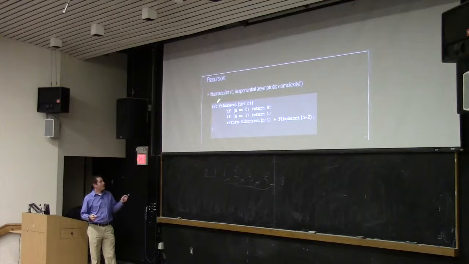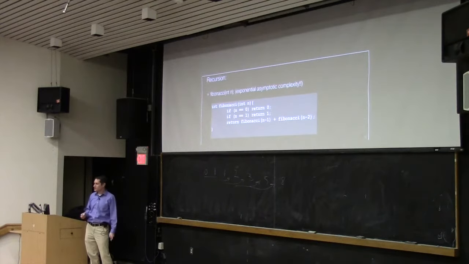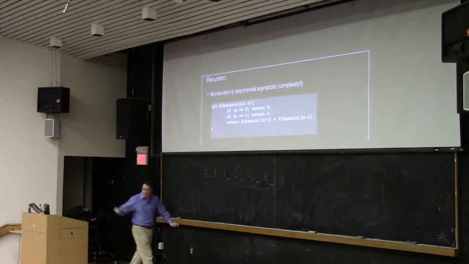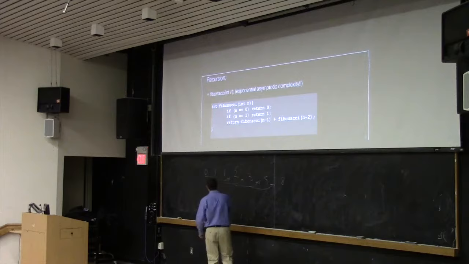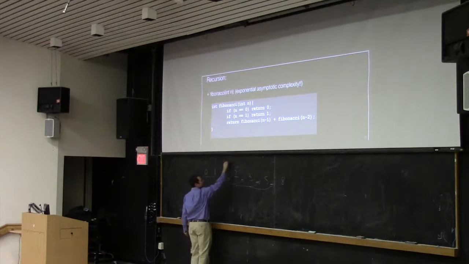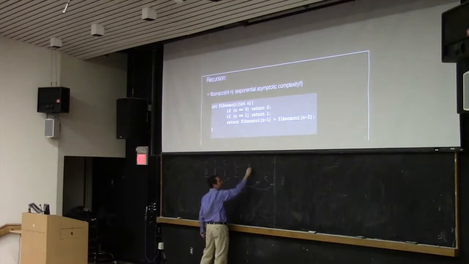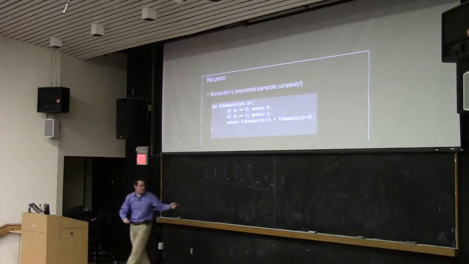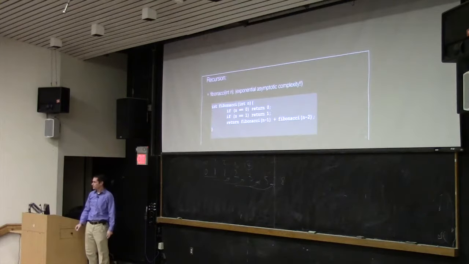This one function calls itself two different times. This is our first real example of an exponential function. Let's just do the Fibonacci of, let's see, 0, 1, 2, 3. Let's try the Fibonacci of 4 and see what happens. The answer should be 3.